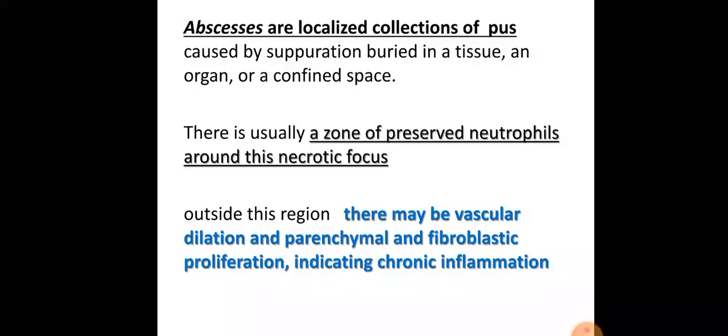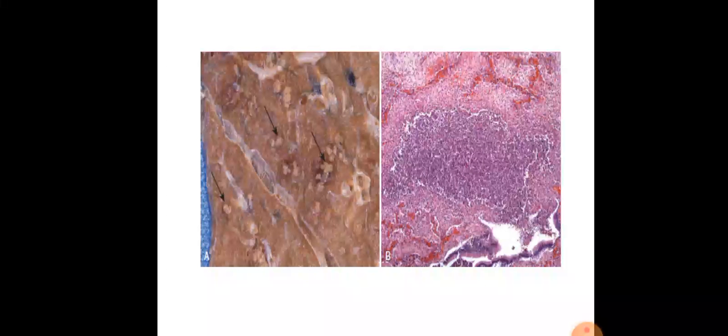So the abscess, if it lasts more than 10 days without evacuation, without treatment, can turn into chronic inflammation. What is the indication for this reaction? When we see fibroblastic proliferation with blood vessel formation, this indicates change to chronic abscess formation and chronic inflammation.